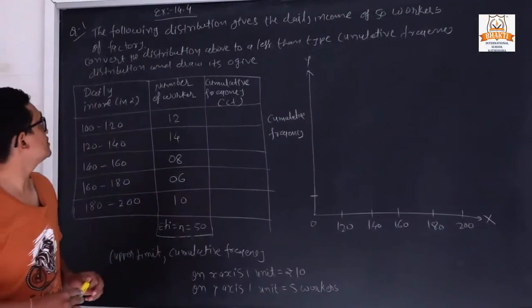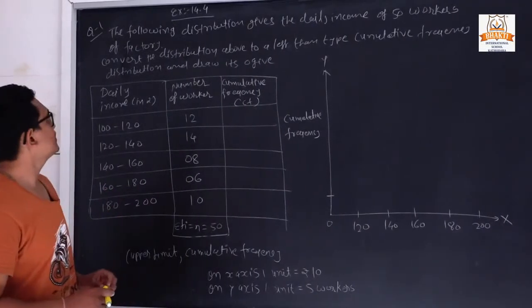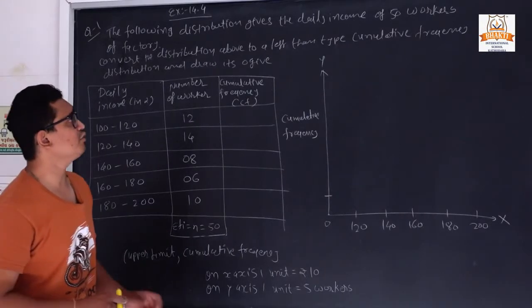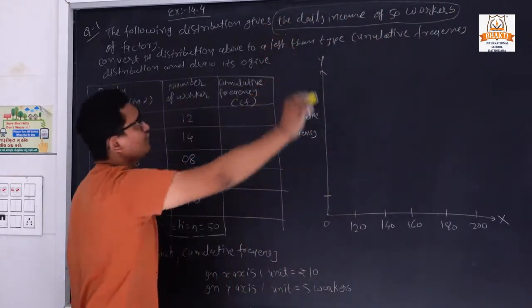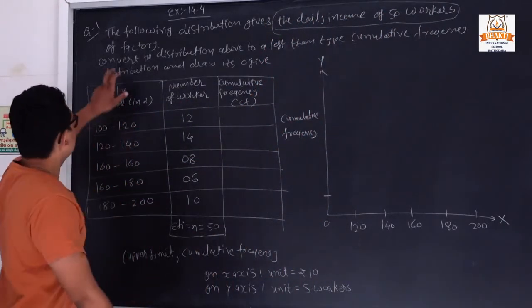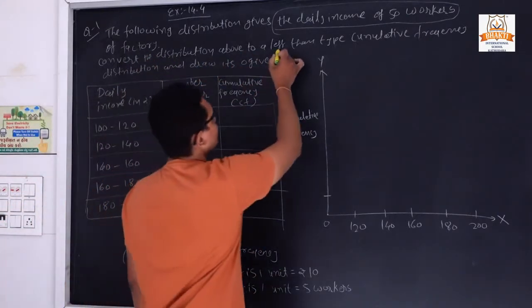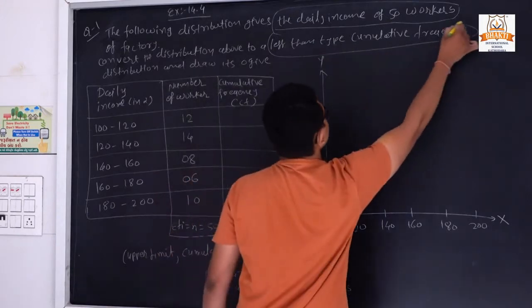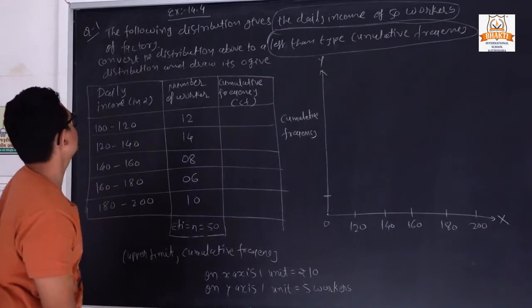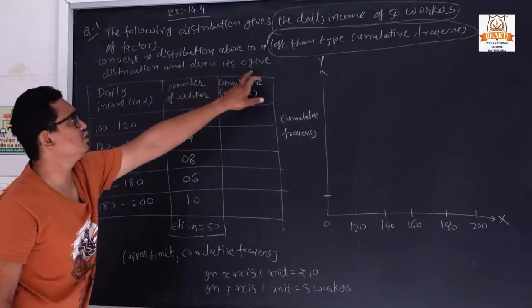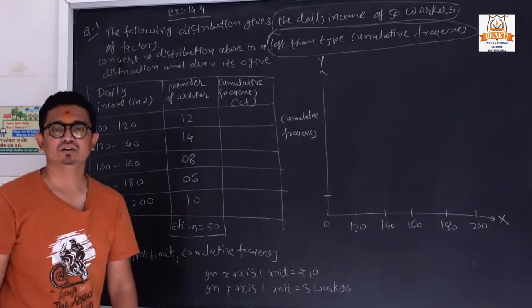Now we are going to start our exercise number 14.4, question number 1. The following distribution gives the daily income of 50 workers of a factory. Convert the distribution above to the less than type of cumulative frequency. Which kind of graph do we need to draw here? Less than type of cumulative frequency, and also draw its ogive curve. So we need to draw the less than type of ogive curve.